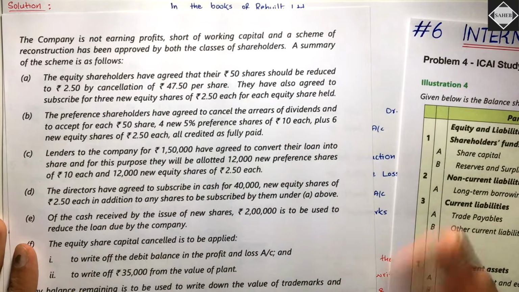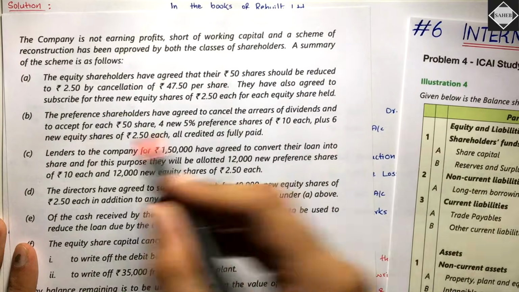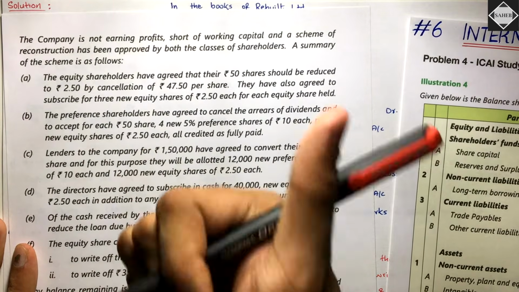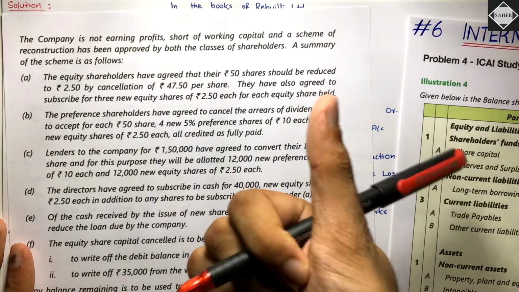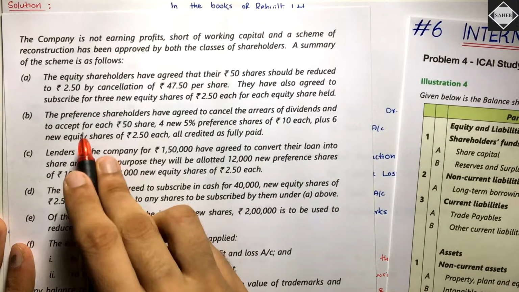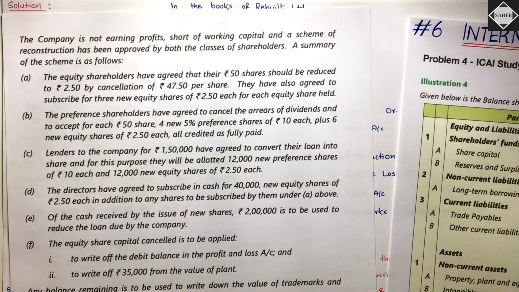Plus, that's not all. Plus 6 new equity shares of rupees 2.50 each. So the ratio is 6 for every one, 6 for each 50 rupees share. Is that clear? For each share actually. So that's the ratio. So now how will you calculate?